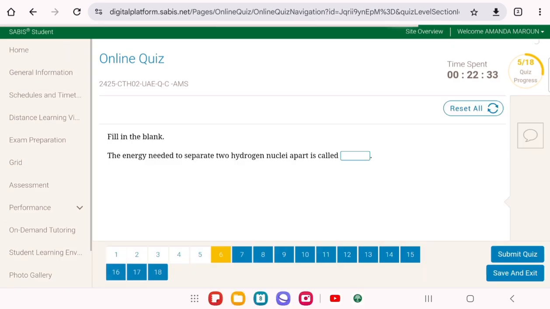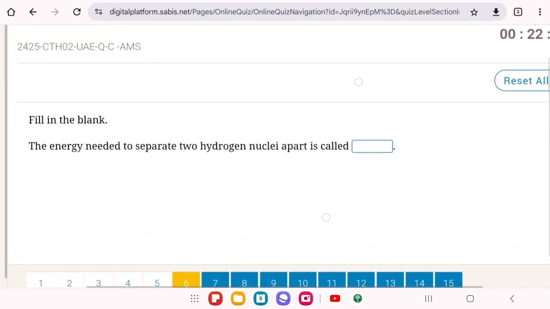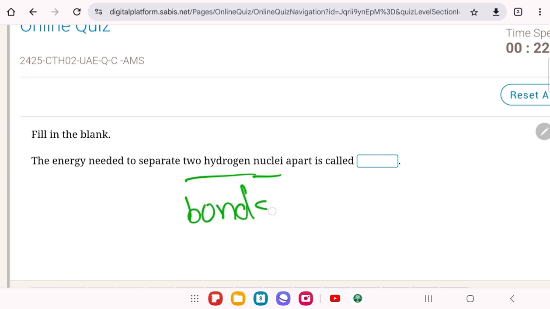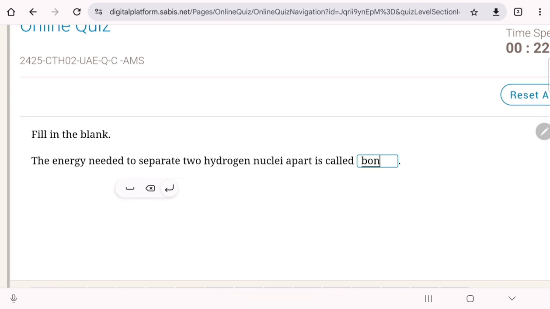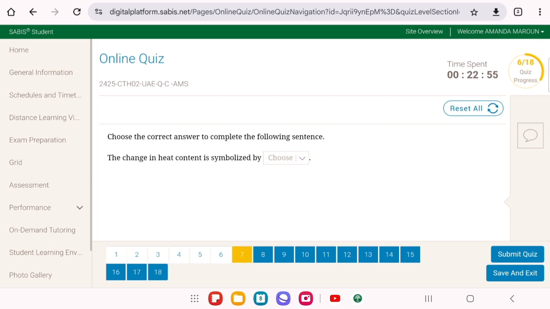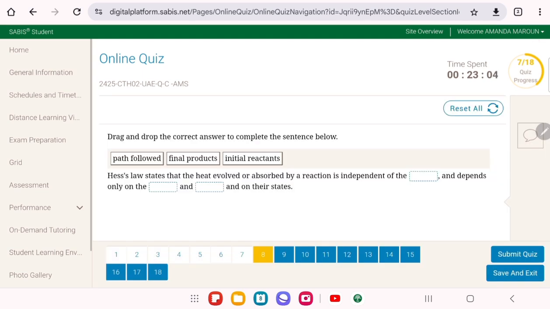kilojoules. Question number 6. The energy needed to separate 2 hydrogen nuclei apart. How are hydrogen nuclei together? They have bonds. So the energy needed is called bond energy. Question number 7. The change in heat content, the change is always delta and heat content is H, so it is delta H.